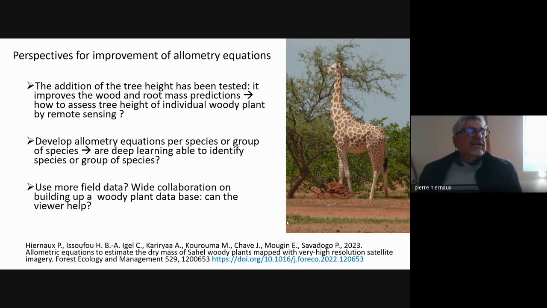Then a third way is to use more field data, because as you've seen, we have used very few of those data, especially for roots. So this will require wide collaboration to build up a woody plant database. And I think the viewer published at the same time as the paper could help in this prospect, to gather people in the forestry services and get this woody plant database built up. Thanks a lot.